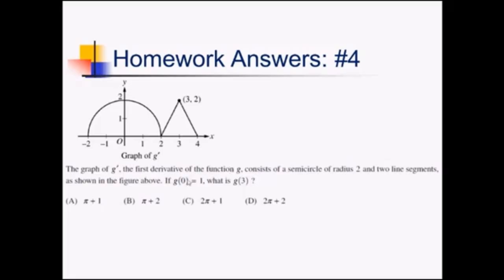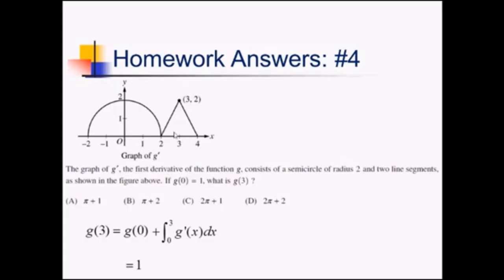Okay. So g of 3, we can say, is going to be g of 0 plus the integral from 0 to 3 of g prime. And let's go a little bit further. So g of 0 they told us was 1. Doing this integral now, we're going from 0 to 3.